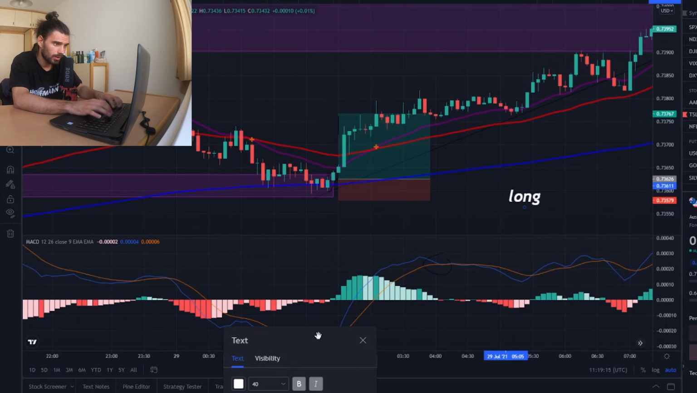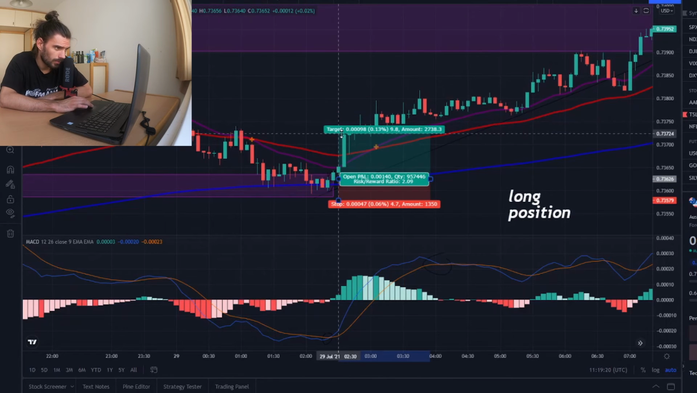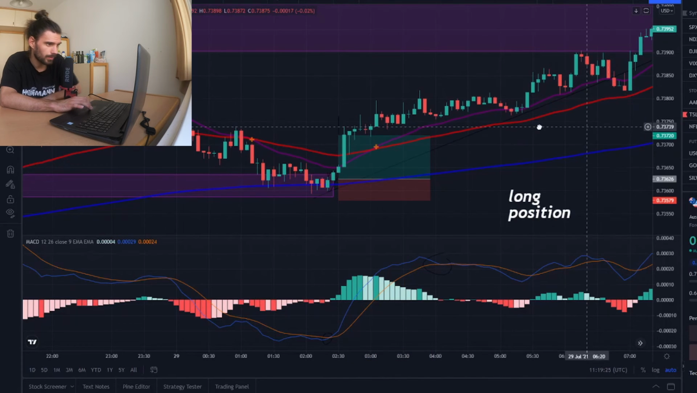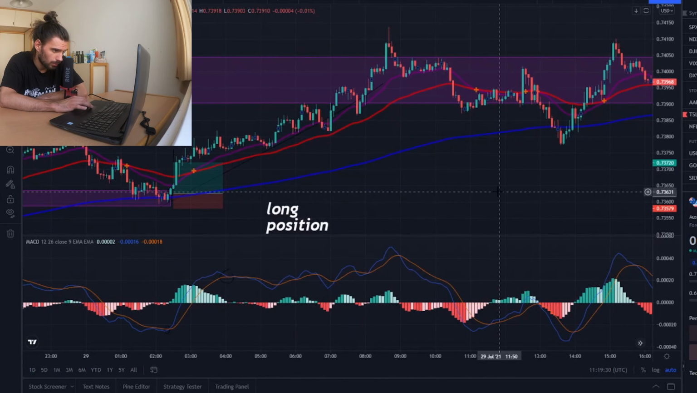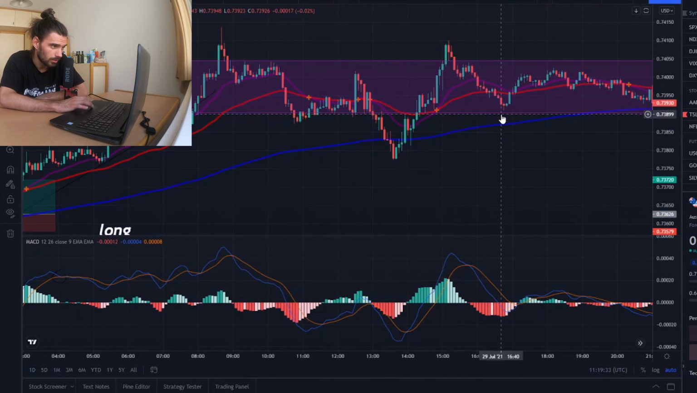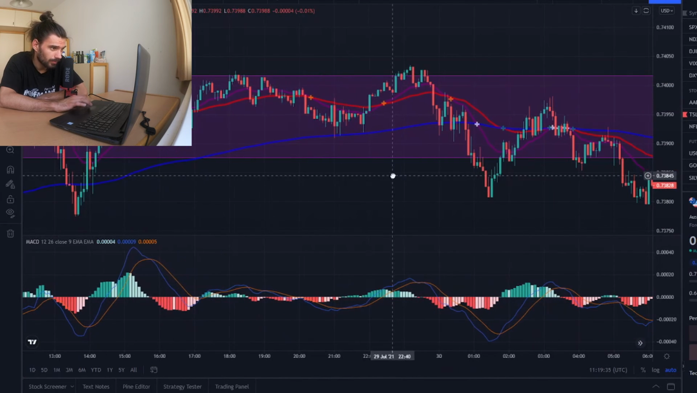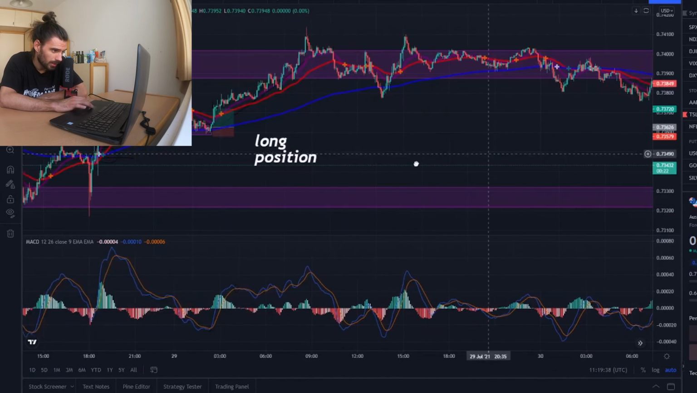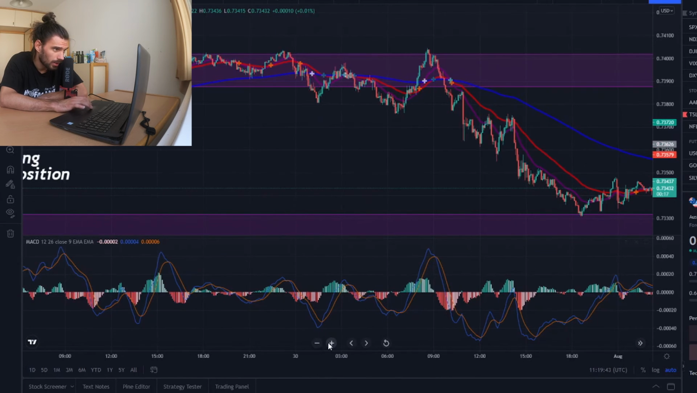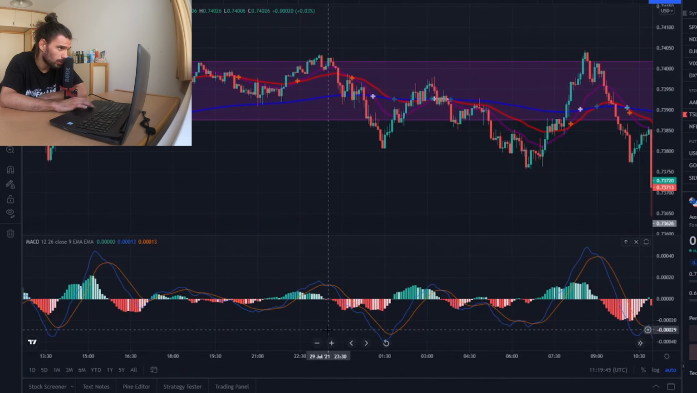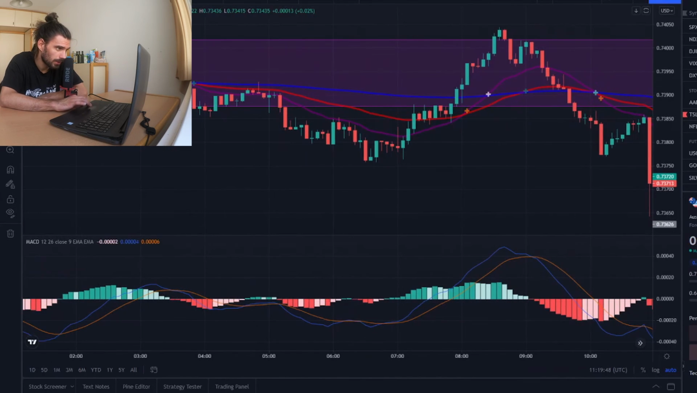Than going for another kind of risk reward ratio. 1 to 2 would be somewhere around here. And after that, we are coming closer to this resistance line, and again after a while we suddenly see a cross to the downside, which is where the 50 and 200 EMA cross, somewhere around here.